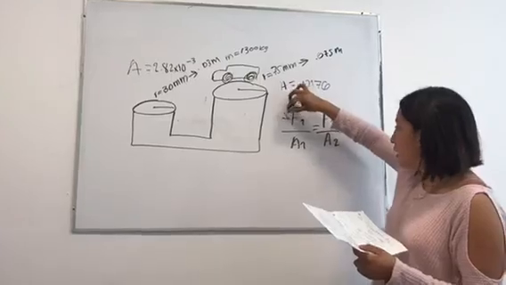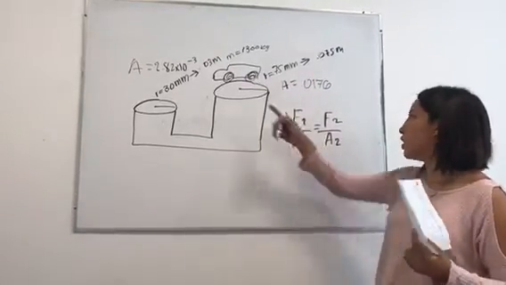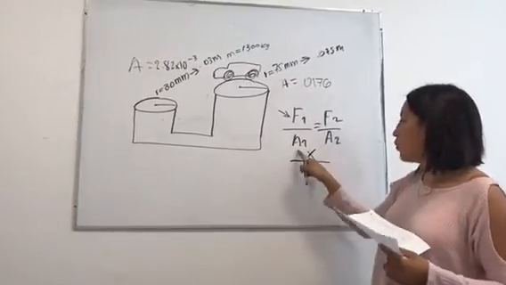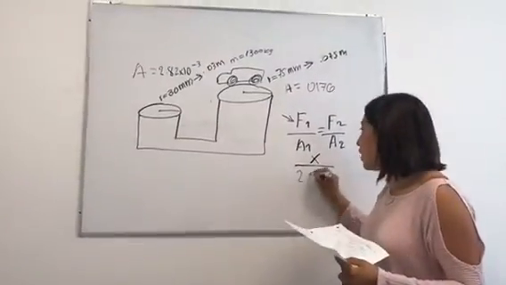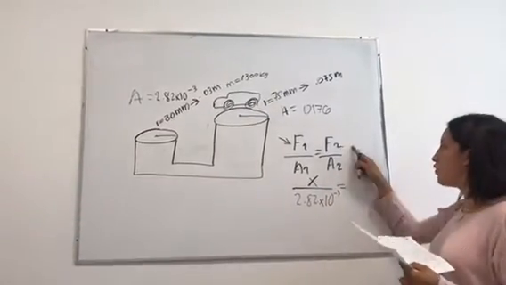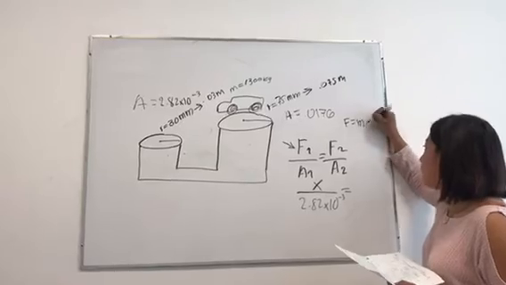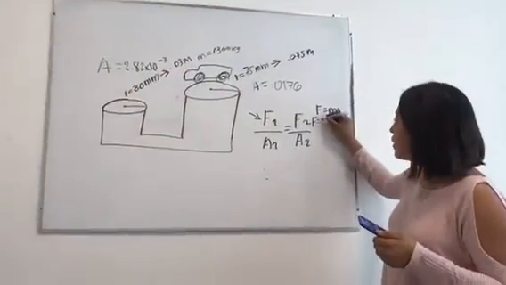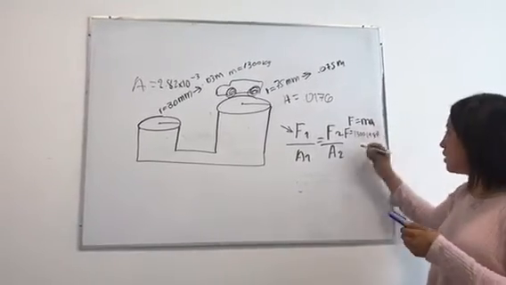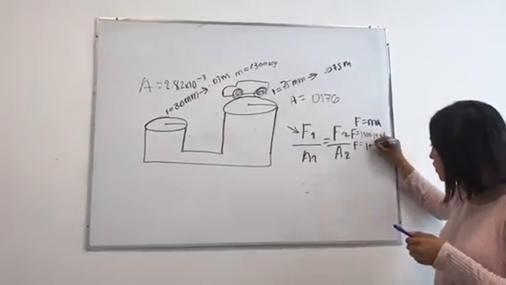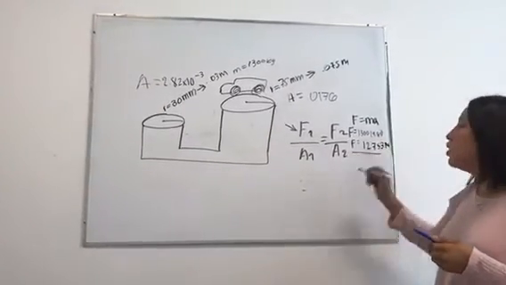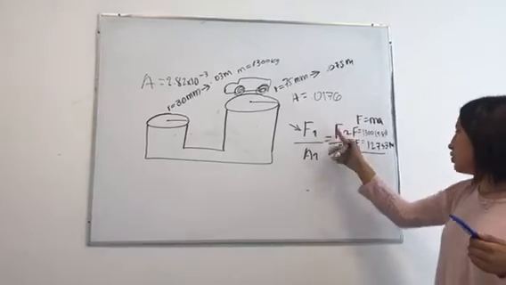They are asking what's the input force to lift a truck of 1,200. So we don't know the input force, but we know area 1, that is 2.82 times 10 to the minus 3. It's the same as force 2, that we can calculate as mass times gravity. So the mass is 1,300 times gravity, that is 9.81. The result is going to be 12,753 newtons.